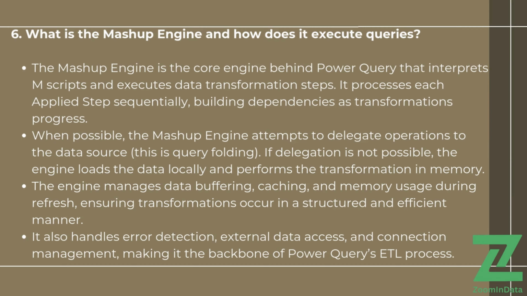When possible, the mashup engine attempts to delegate operations to the data source. This is query folding. If delegation is not possible, the engine loads the data locally and performs the transformation in memory. The engine manages data buffering, caching, and memory usage during refresh, ensuring transformations occur in a structured and efficient manner. It also handles error detection, external data access, and connection management, making it the backbone of Power Query's ETL process.